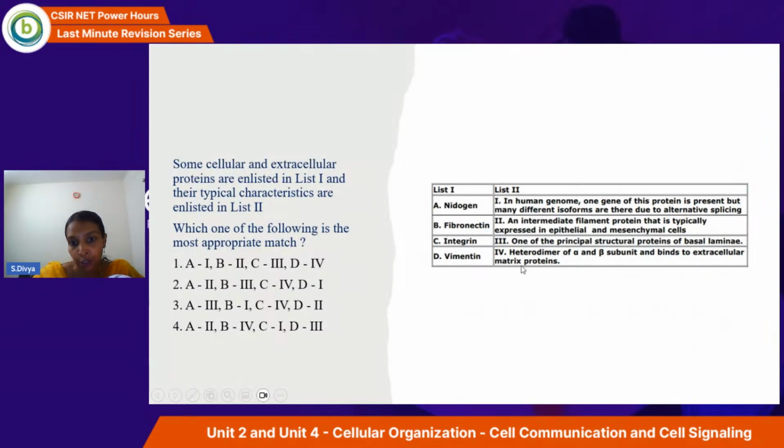Another type of question. In the majority of cases, you'll find match the following kind of questions only. You may go through this question because these are very direct questions. You can easily get the answers. I wanted to explain the questions related to apoptosis and cancer in detail, but I'm running out of time, so I'm going on quickly because these are very direct. If you know what these proteins are, you can easily get the answers.